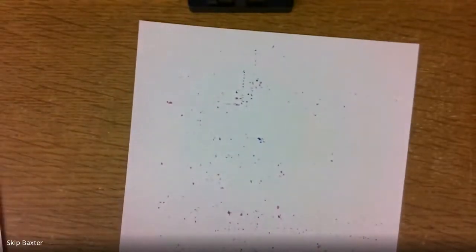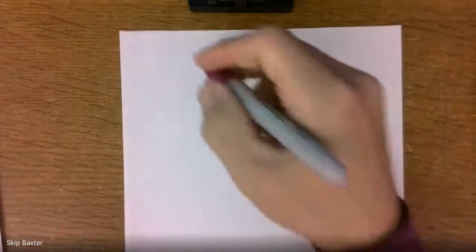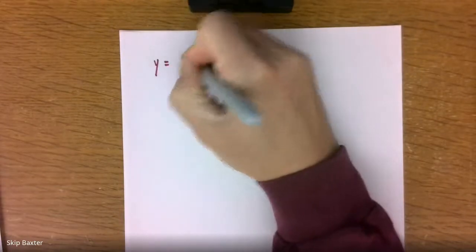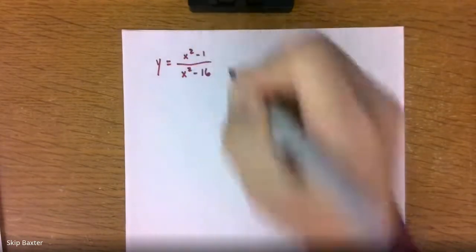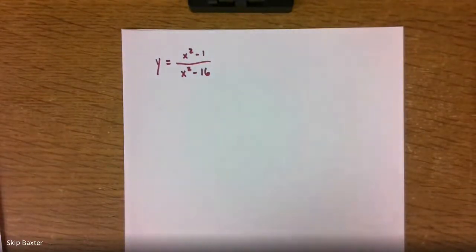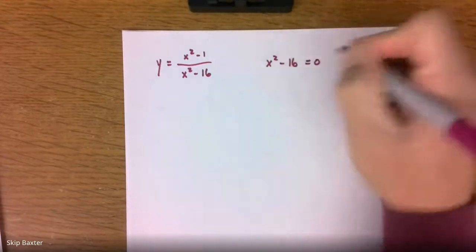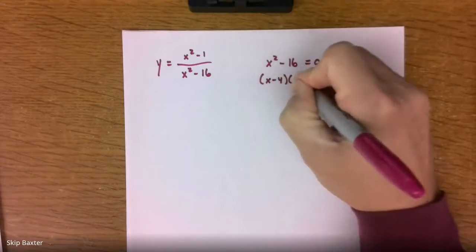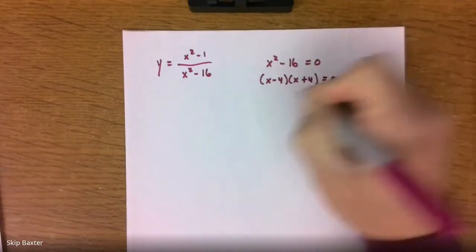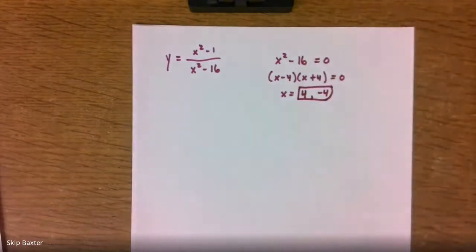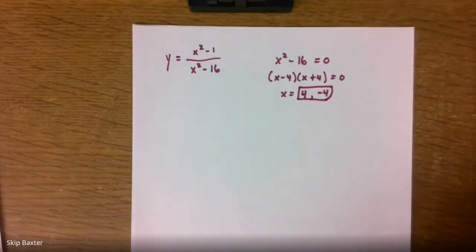So for example, suppose the fraction was different. Suppose the fraction was y equals x squared minus 1 over x squared minus 16. Same question. If they asked you where this is undefined, you would just say x squared minus 16 equals 0. This factors as x minus 4 times x plus 4. So x equals 4 and negative 4. Those are the two values of x that make this fraction undefined.